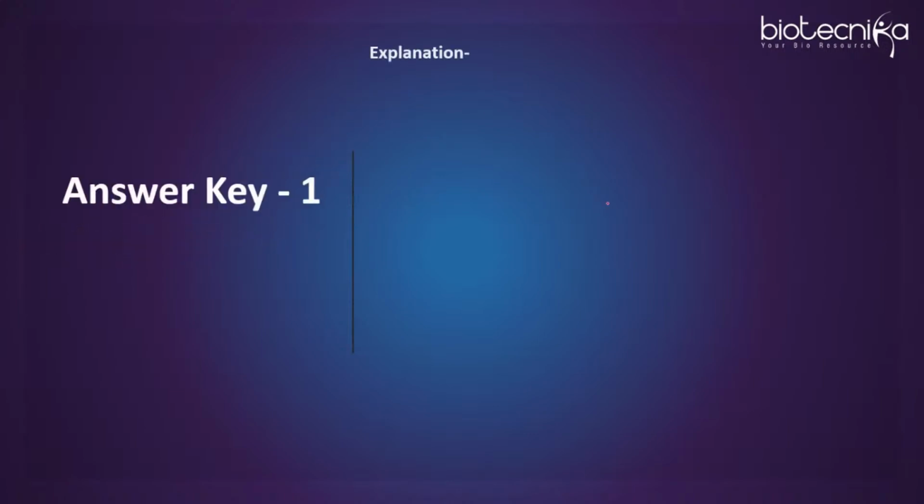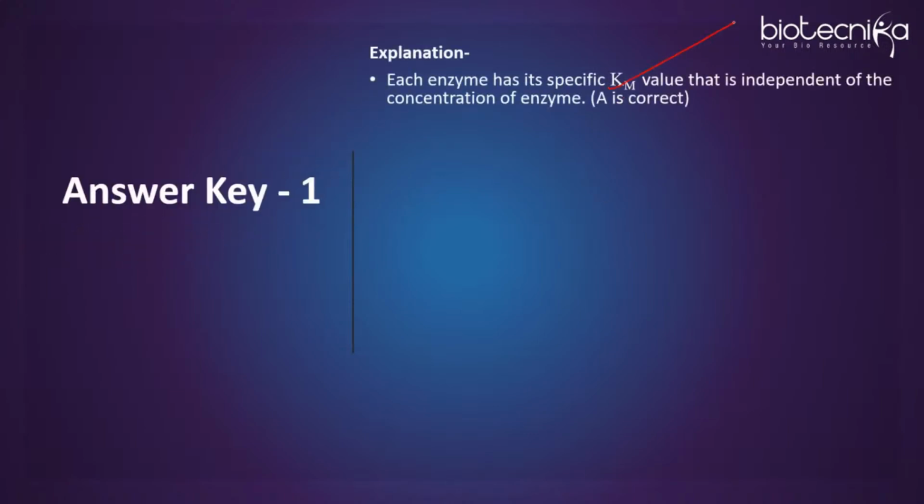Okay, so let's see what is there in question 72, related to Km. Now, all of us know that an enzyme has its specific Km value that is independent of the concentration of enzyme. Yes, it is an intrinsic property of the enzyme, agreed, because Km, if you have to define it, is the substrate concentration required to achieve half of Vmax. So it is independent of the concentration of enzyme.